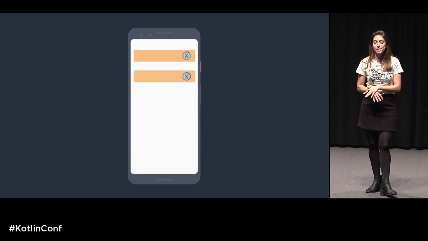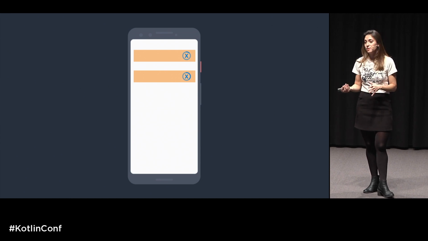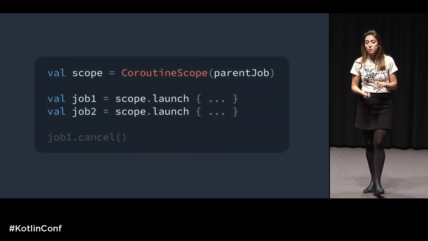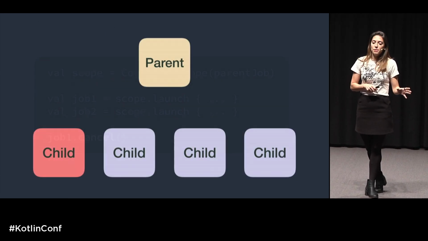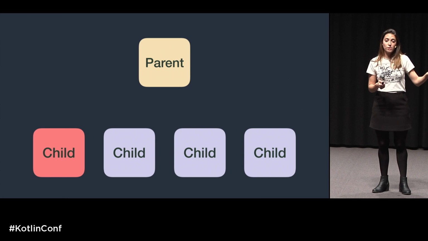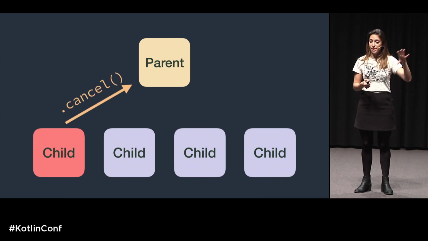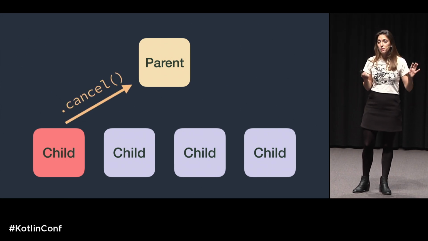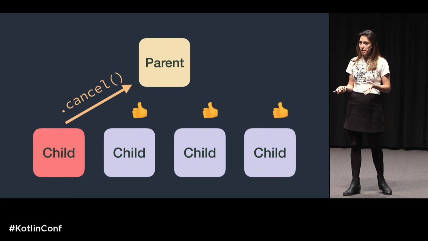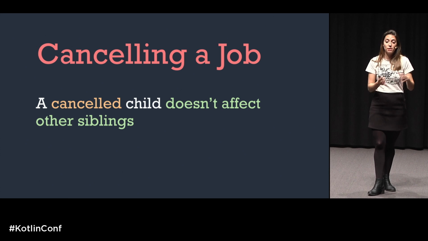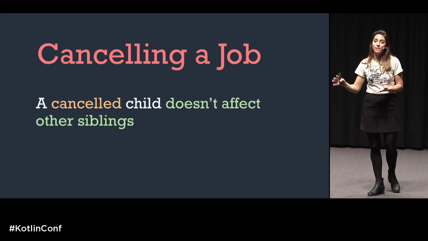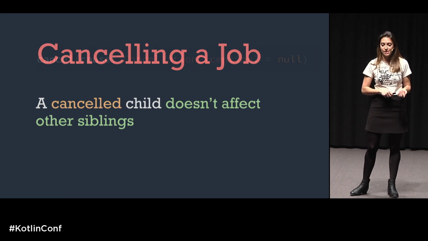But there might be cases when you actually want to cancel an individual job. So we want to be able to say, OK, just cancel job 1. But this means that we only have one child. That child will tell the parent that it's canceled, but all the other children should be OK. And that's right. That's the behavior of coroutines. So a canceled child doesn't affect other children, other siblings.